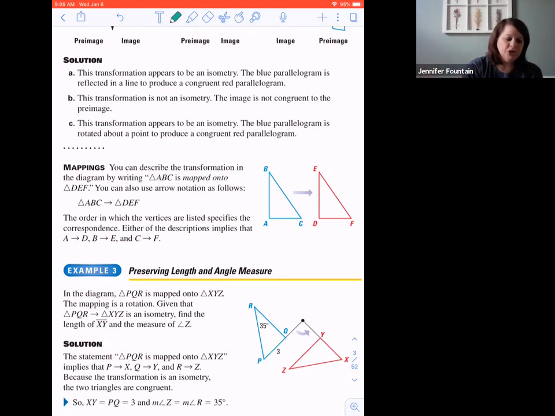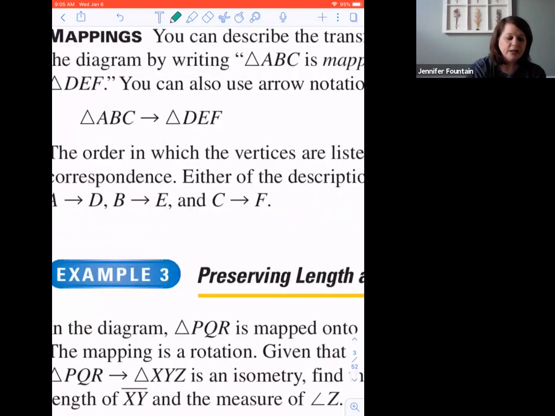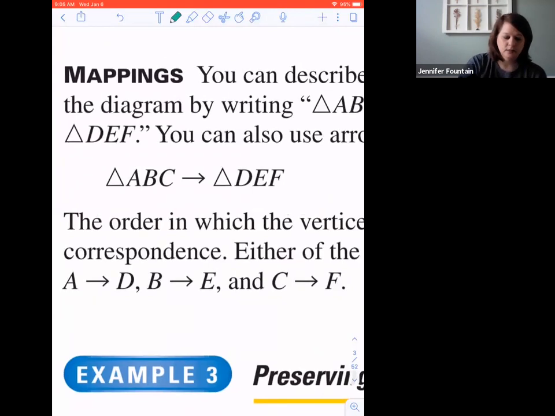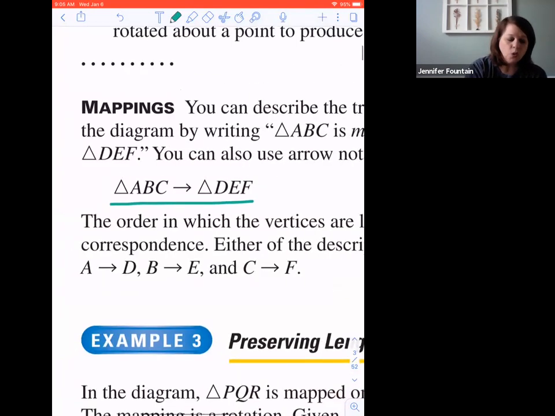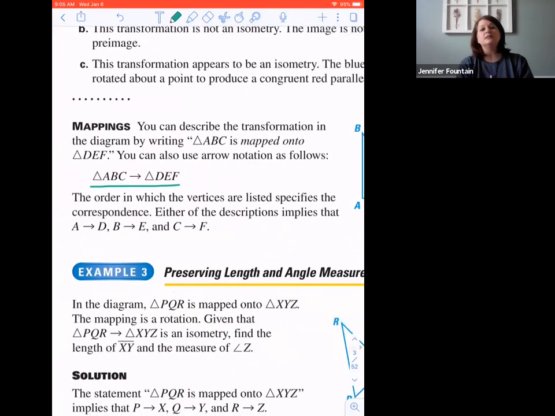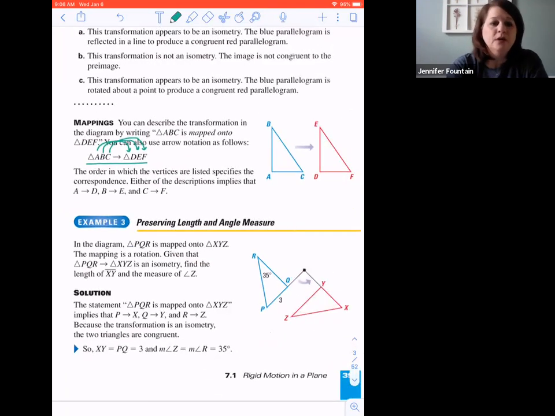And so it says you can use the arrow notation as follows. So I can write that as triangle ABC is mapped onto triangle DEF. And it says the order in which the vertices are listed specifies the correspondence. So remember when we were talking about different shapes, and we talked about how naming it is very important, especially when we're looking at two different shapes, because we want to look at that correspondence. So when I look at this, I can see that A corresponds with D, B corresponds with E, C corresponds with F. Okay, so we have to make sure that we put everything in the right location so we can make sure that we have done that correctly.